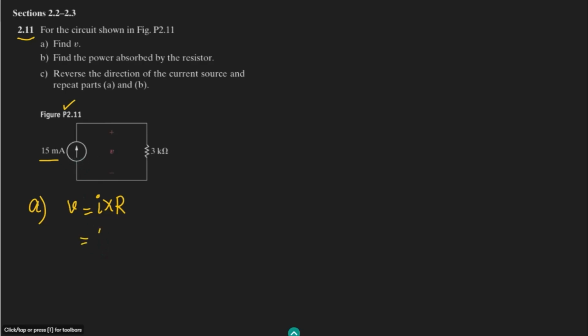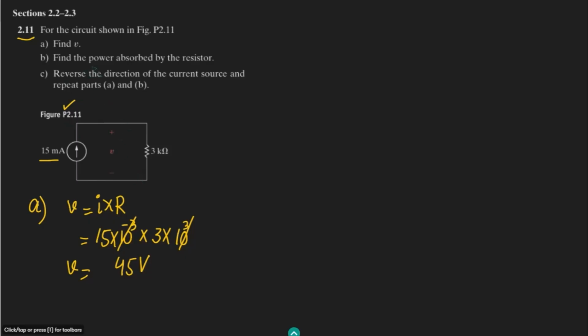So therefore, let me write it. 15 multiplied by 10 raised to power minus 3, for 15 milliamps, multiplied by R. So that is 3 multiplied by 10 raised to power 3 because of this kilo. Okay, so these two will cancel out and ultimately we will get 45 volts. So this is the value of V in part A.